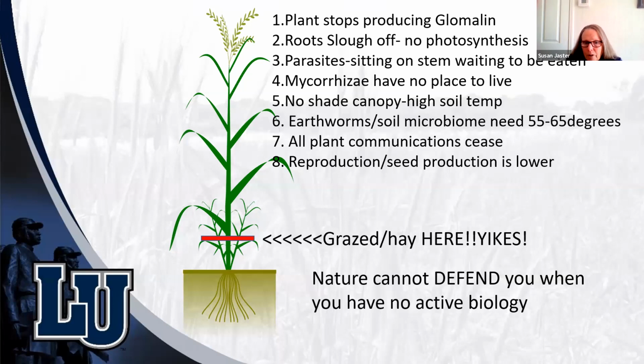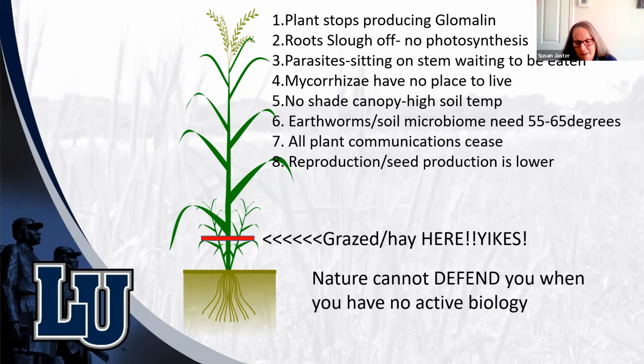If you graze it short, then those roots slough off. There's no place for the mycorrhizae to live. There's also no shade above the ground, and so you get high soil temperatures. And then all the plant communication stops because the mycorrhizae can't go back and forth on those roots to help each other, help plants together, farm together.